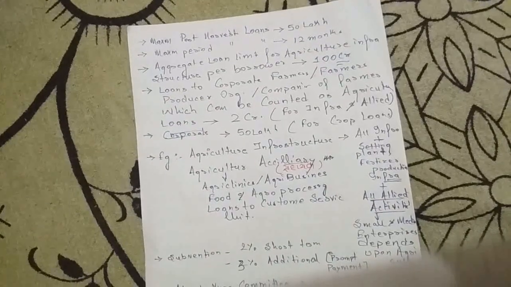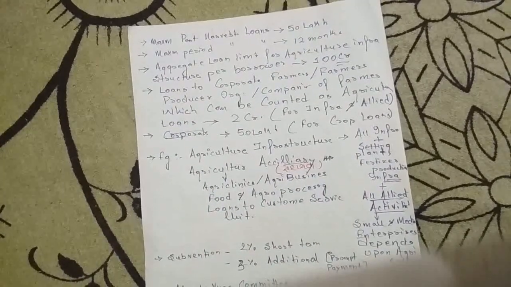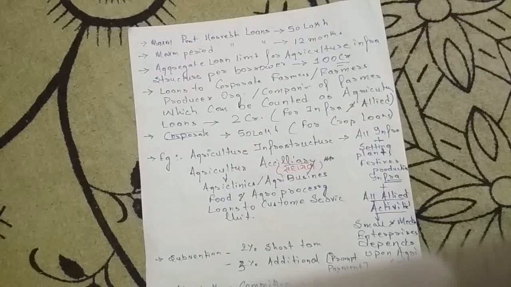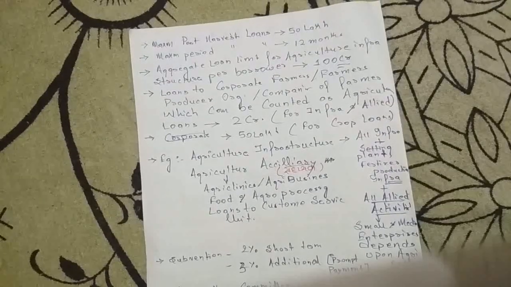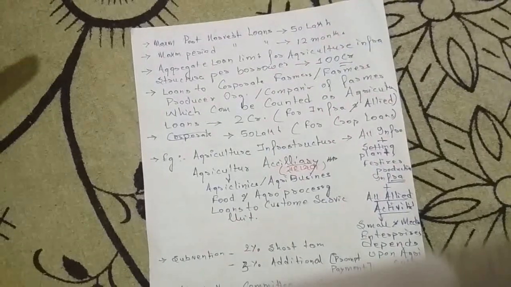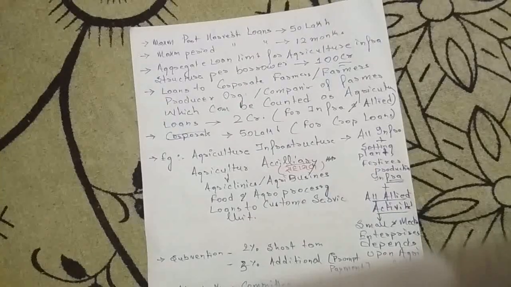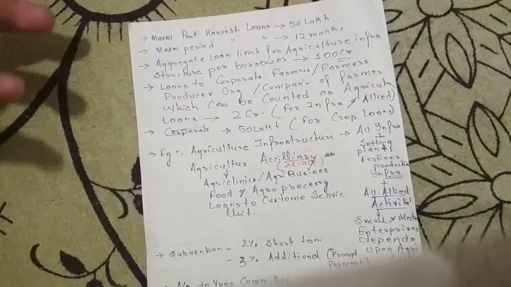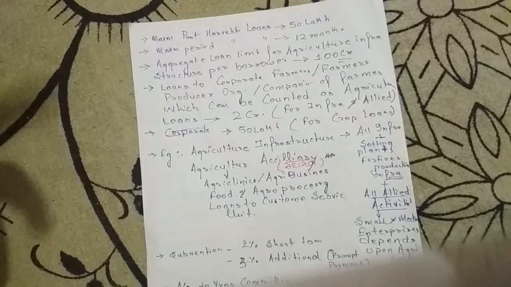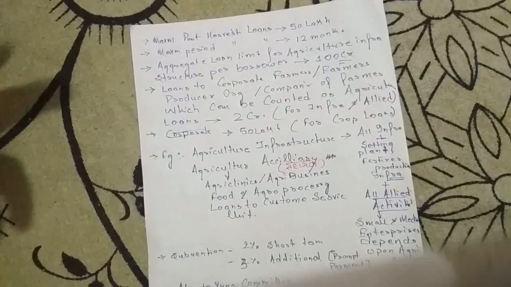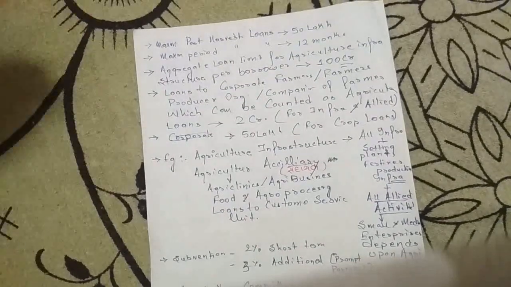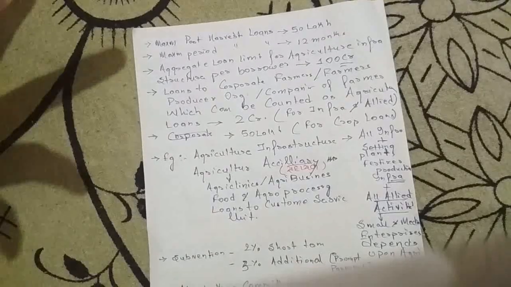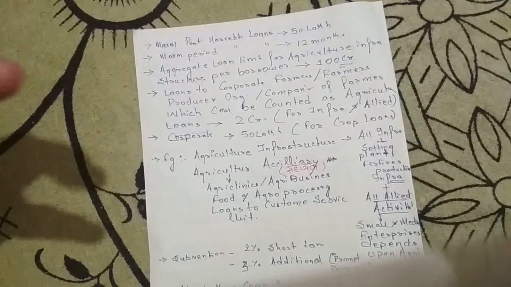As the names you are reading right now, like the corporate farmers and producers, they are not the agriculture farmers. They are a different category. They are actually doing businesses. So in any business, they have to have a very good profit. Up to 2 crore of rupees, the amount given to these persons is counted as agriculture loans.